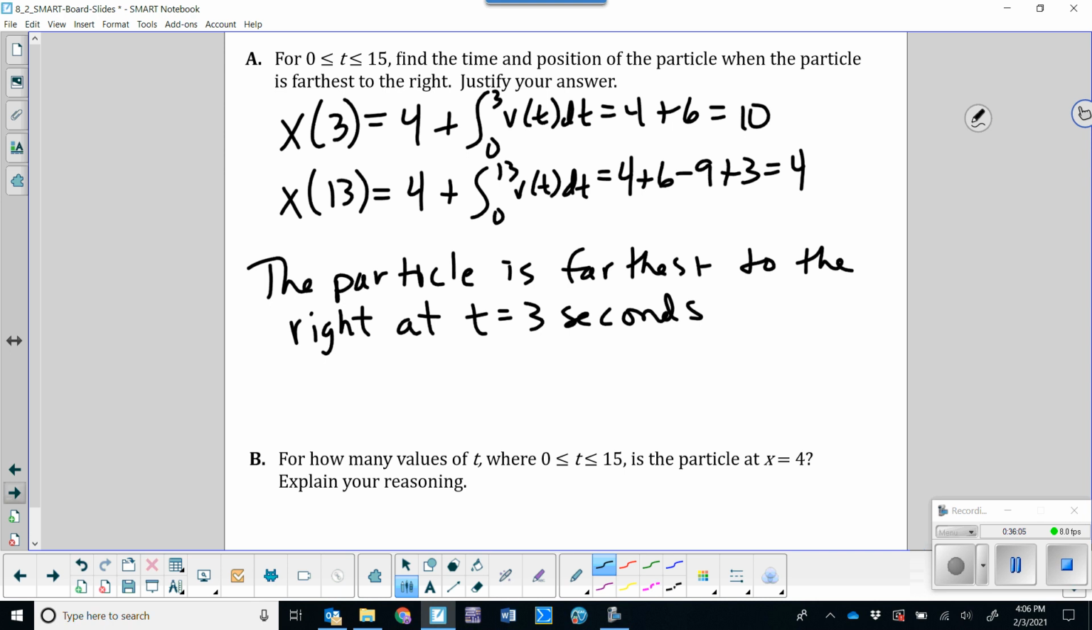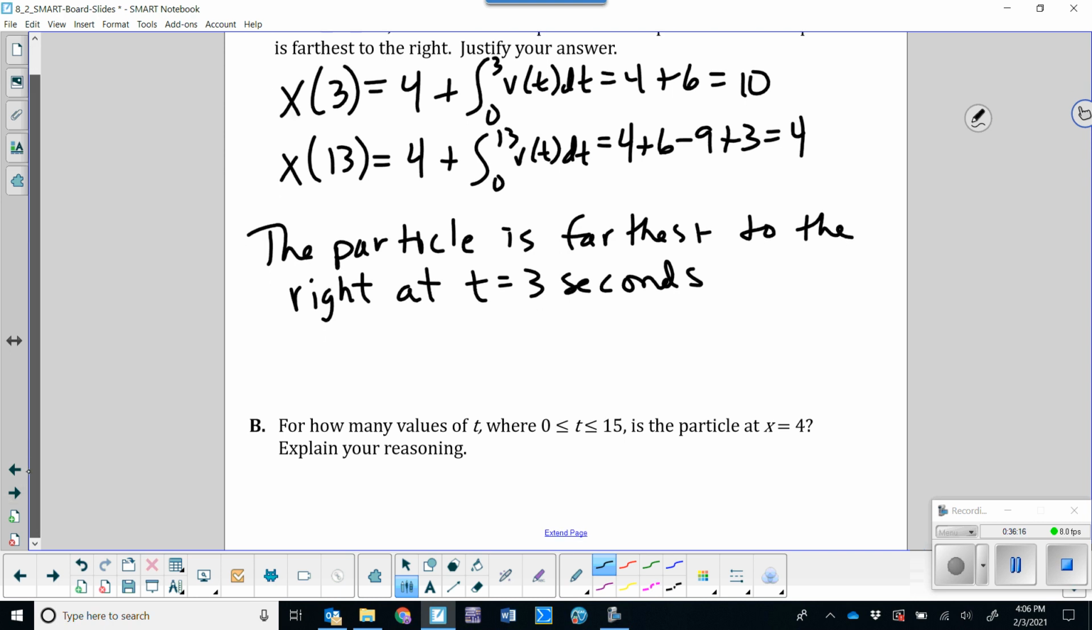And that's my justification, because I just showed position at 3 and position at 13, because those are the only times it was moving to the right. So therefore, that gave me the farthest it could be.